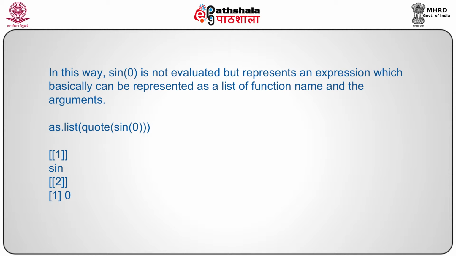In this way, sin 0 is not evaluated but parsed as a call object, which basically can be represented as a list of the function name and the arguments. Now, if we write quote sin 0 inside as.list, then we will have this output. The output is shown here.